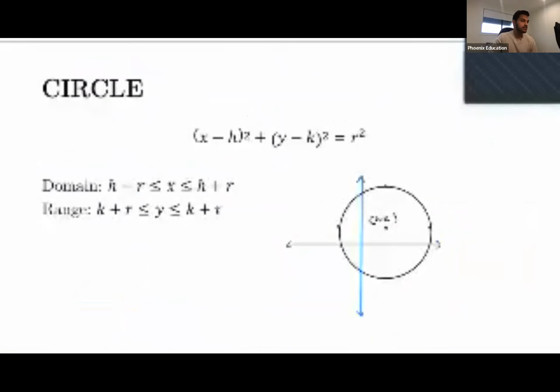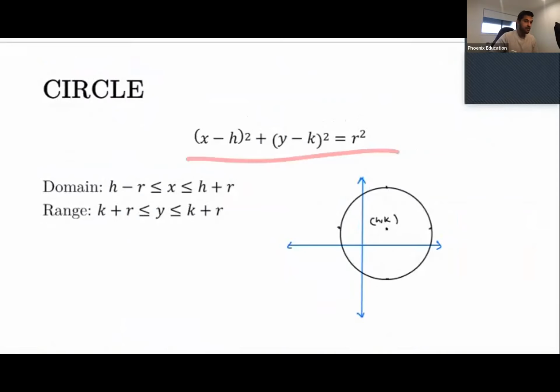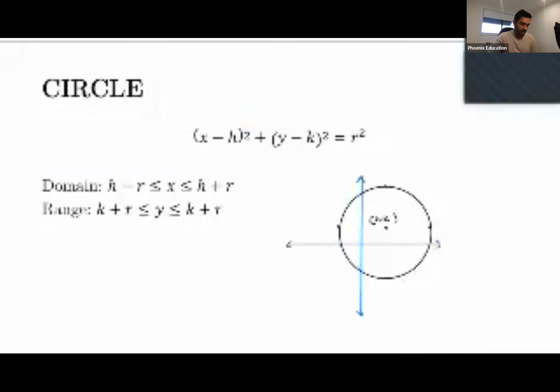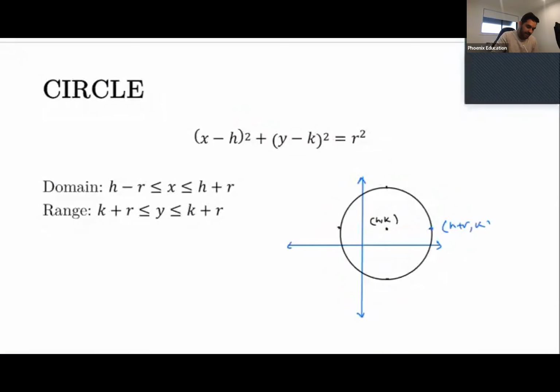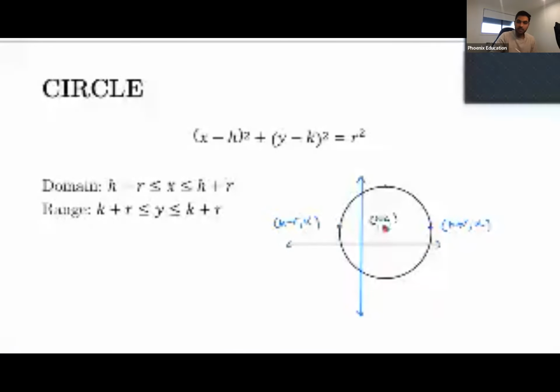Okay, next we've got a circle. So for a circle, let's say that we have it in very general form. For some reason the 2 doesn't stay up here, but this is meant to be a squared. So let's say that this is what it looks like roughly. It's got center (h, k) and radius r. Now, the circle will extend to the right by r units. So this point here will be (h plus r, k), and this point here will be (h minus r, k). So starting from the middle, we go r units to the right and r units to the left.